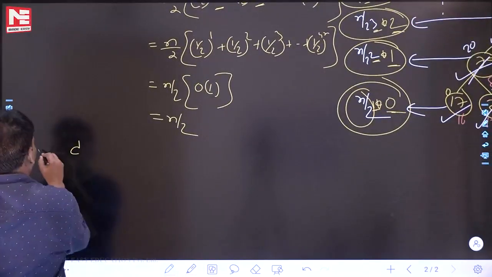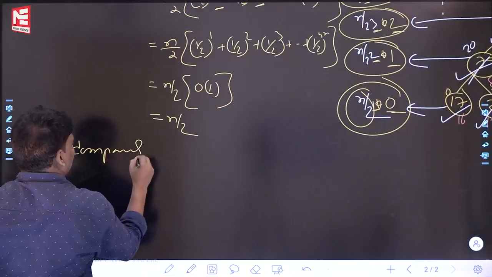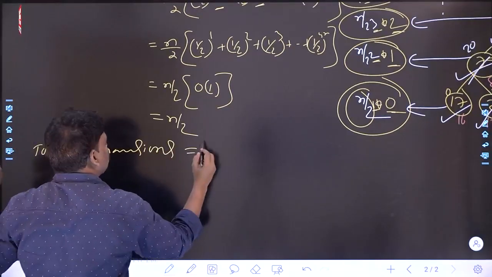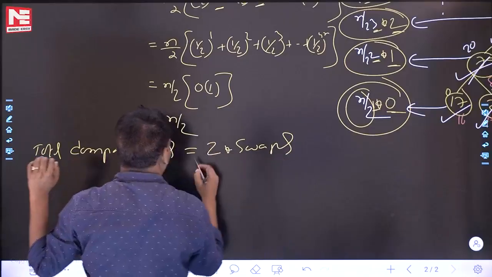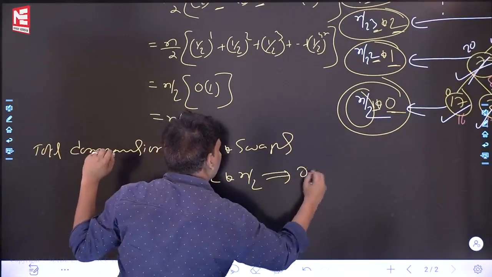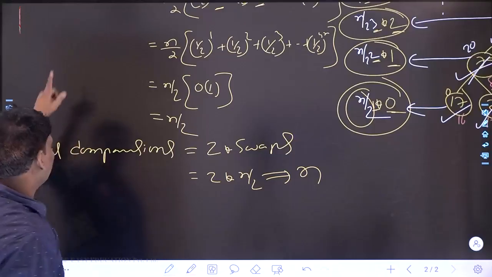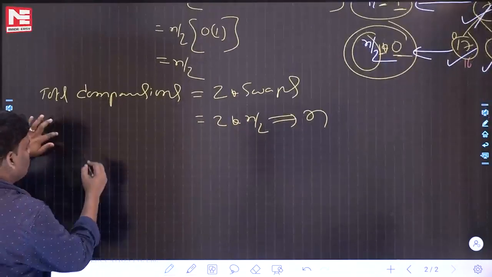Comparisons, how many? Total comparisons. Total comparison is equal to what is the answer? 2 times of swaps. Right, which will go to 2 into swaps, how many? N by 2. Finally, I think n. Total swaps are these many. Total comparisons are double for that. Right. Next one. See this one.